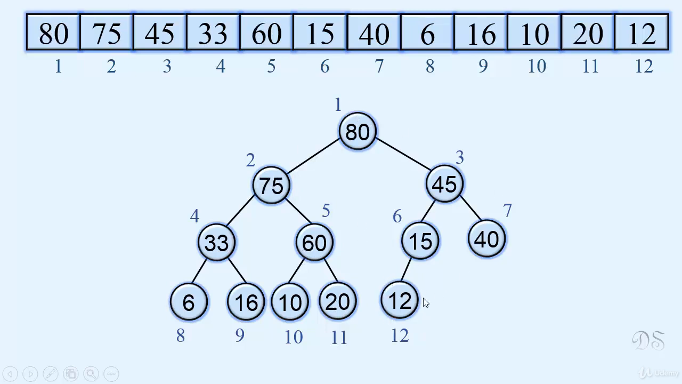Now we call restore up for this one. Parent is bigger, so there's nothing to be done. So now this array has been converted into a heap. Now let's see the bottom up approach.